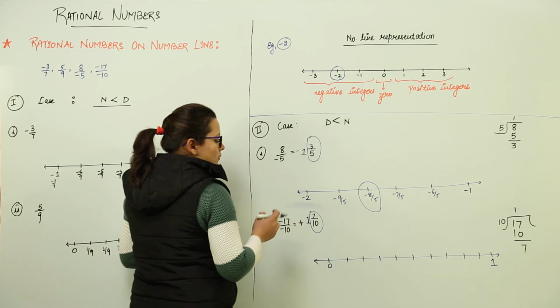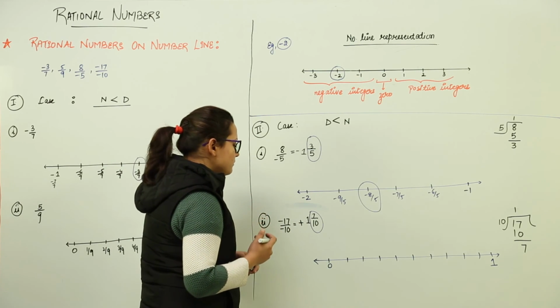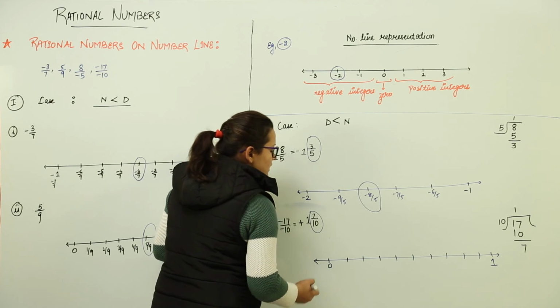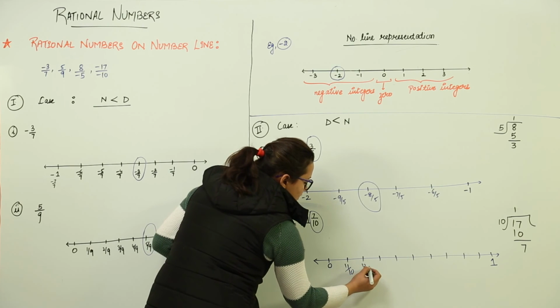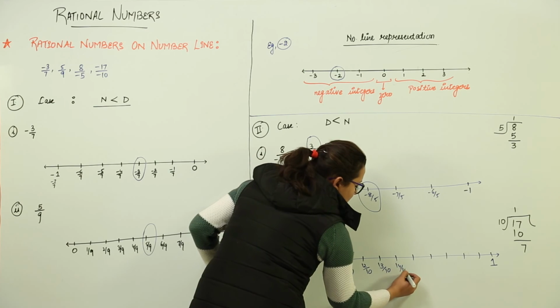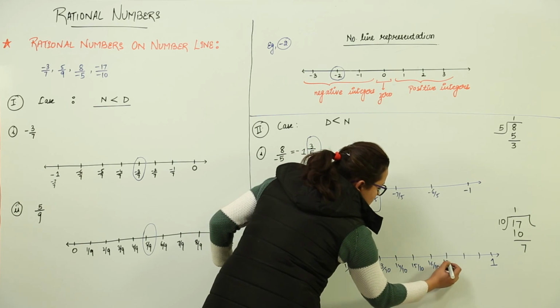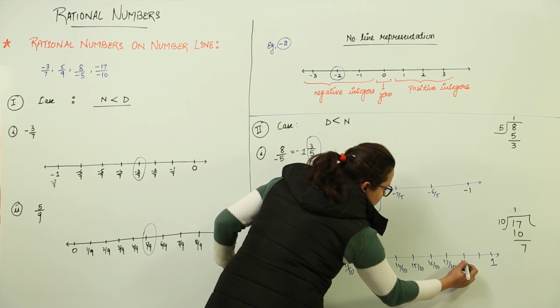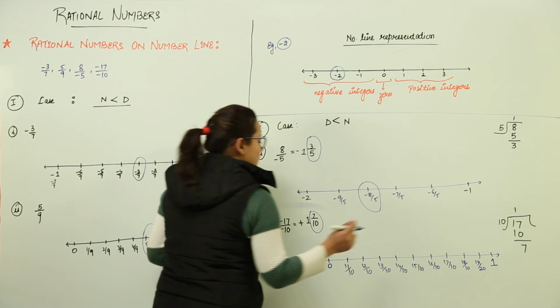Now I will start numbering them from how much? 11. Let us start from 11. 11 by 10, 12 by 10, 13 by 10, 14 by 10, 15 by 10, 16 by 10, 17 by 10, 18 by 10, 19 by 10 and 20 over 10.